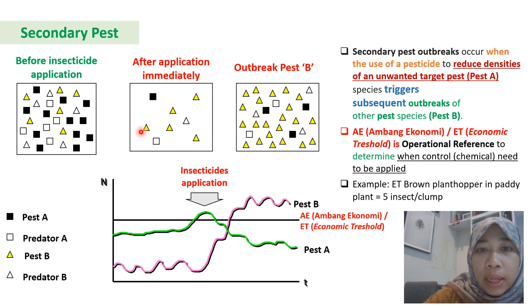What will happen in the next growing season or in the next spraying? There is an outbreak of pest B, the triangle, because they also reproduce and produce offspring. In the end, pest B will dominate the ecosystem. So there is a change of domination. Previously, pest A dominated the ecosystem, and now pest B dominates the ecosystem. So this is how the secondary pest happens. Secondary pest outbreak occurs when the use of pesticide reduces densities of an unwanted target pest, and the reduction of pest A triggers a subsequent outbreak of pest species pest B. I hope you understand secondary pest.